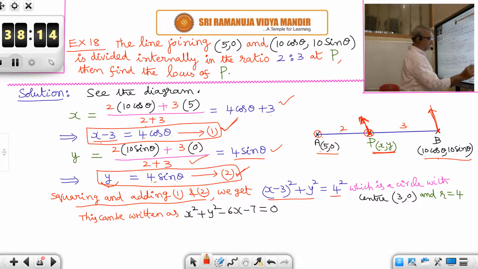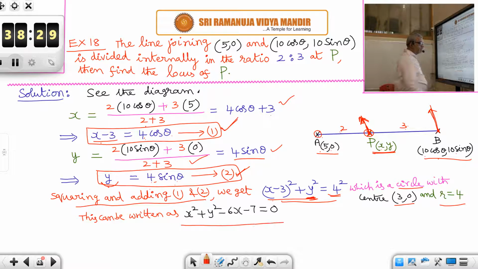Which is clearly what? This is x minus 3 whole square plus y minus 0 whole square is equal to 4 square. So this is clearly a circle with center what? (3, 0) here, and radius is what? 4. So you can expand that equation also, you can write the answer in this form also. Locus is also a circle here.